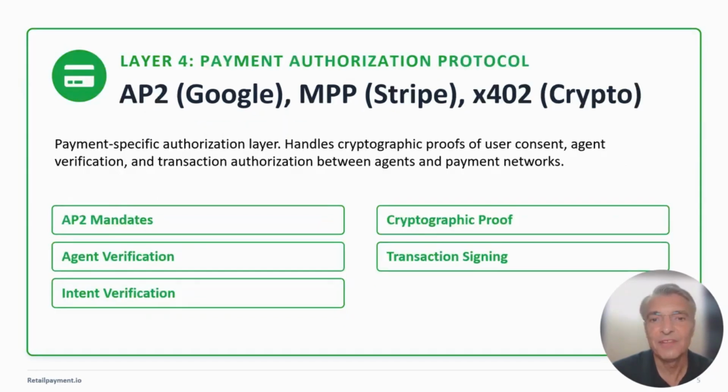And then comes layer 4, the payment authorization protocol. Layer 4 is answering the hardest question in agentic commerce: how do we prove the human actually authorized the purchase and that the agent is not a fraud bot? This layer proves consent. It does not move the money. This happens on the next layer.